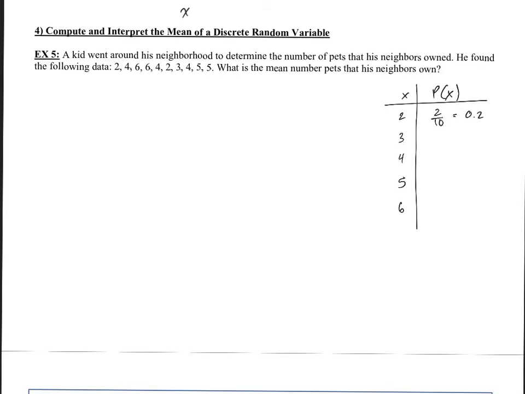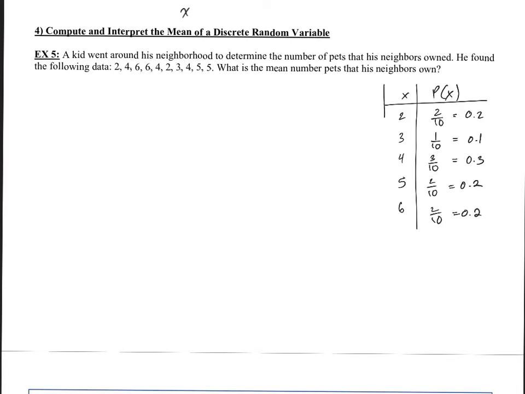And then for 3, how many 3's do we see? Just 1. So that'll be 1 out of 10, which is going to be 0.1. And then how many 4's do we see? 1, 2, 3 4's. So that'll be 3 4's out of the 10, which is 0.3. Now, how many 5's do we see? 2. So 2 out of the 10 were 5's, which is 0.2, or 20%. And then how many 6's do we see? Also 2 6's.